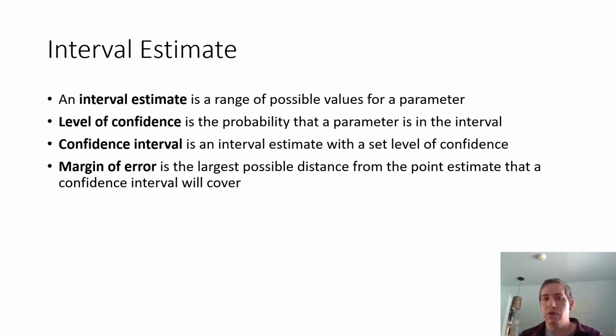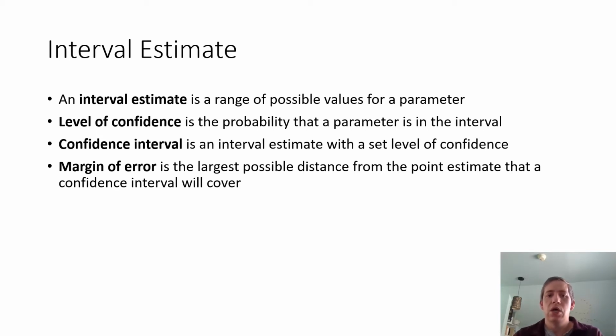A confidence interval is an interval estimate along with a set level of confidence. So if I say that I'm 95% sure that a number falls between 10 and 12, the 10 and 12 is the interval, the 95% is the level of confidence. The confidence interval then is those two things together, how confident I am that that's true, and then what the actual interval is.